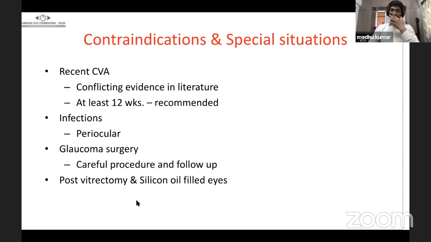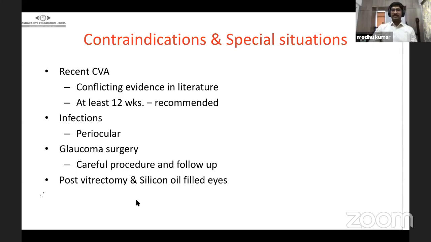Coming to the contraindications and special situations, any patient with a recent cerebrovascular accident or a myocardial infarction is better not injected for at least 3 months. Any patient who has a periocular infection, say blepharitis or conjunctivitis, the injection needs to be postponed. In other situations, like where the patient has undergone glaucoma surgery, we need to be careful not to inject through the bleb, the scleral patch graft, or the implant.